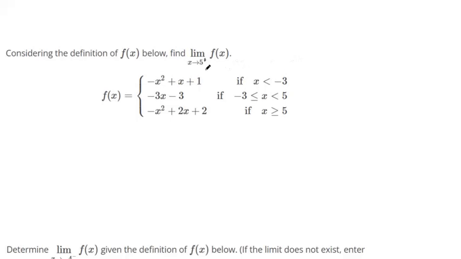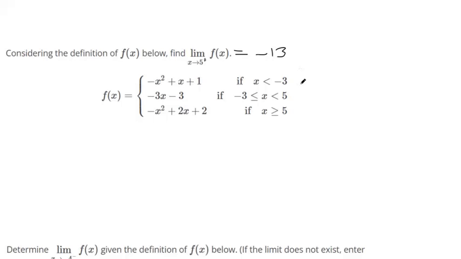Okay, the limit as x approaches 5 from the right of this function. So when x is slightly less than 5, we use this function. We're talking about x being slightly bigger than 5, so we use this bottom function. And if you plug in 5 into that bottom function, evaluate that limit through substitution. 5 squared is 25. Negative 25 plus 10 is negative 15. Negative 15 plus 2 is negative 13.